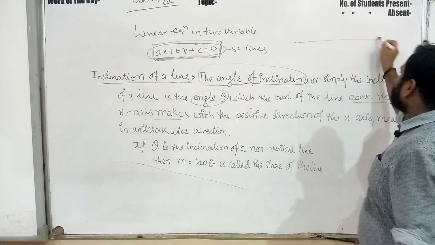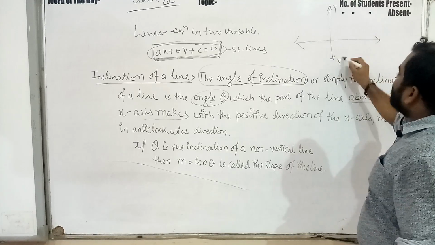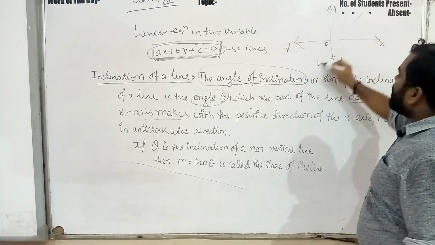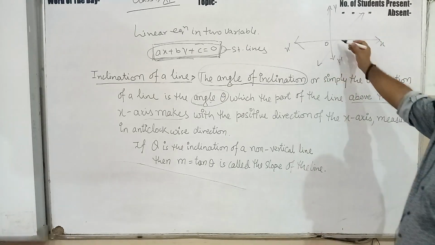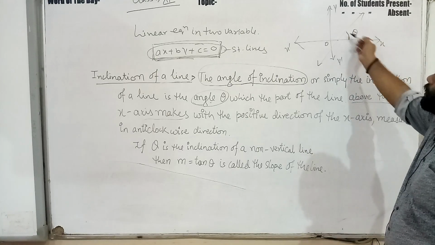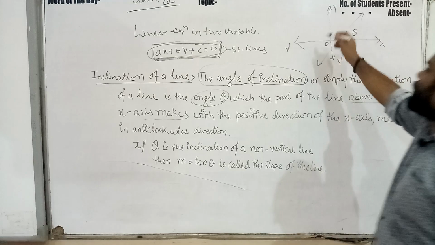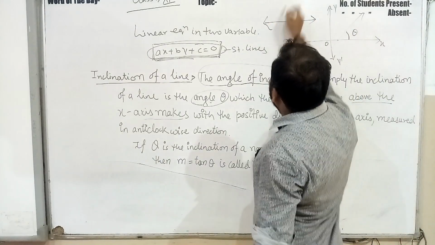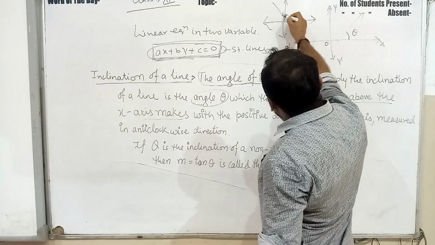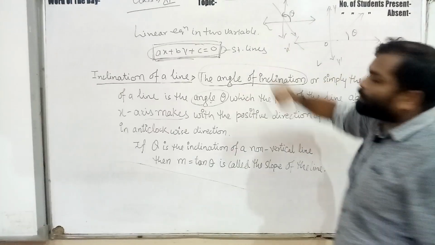Suppose this is the coordinate axis, y dash, x dash, and this is the origin. Suppose this is the line, then the part of the line above the x-axis which makes an angle theta with the positive direction of the x-axis is called the inclination of the line. This can also be drawn like this. Suppose the line is coming from there, then we have to measure in the anti-clockwise direction.